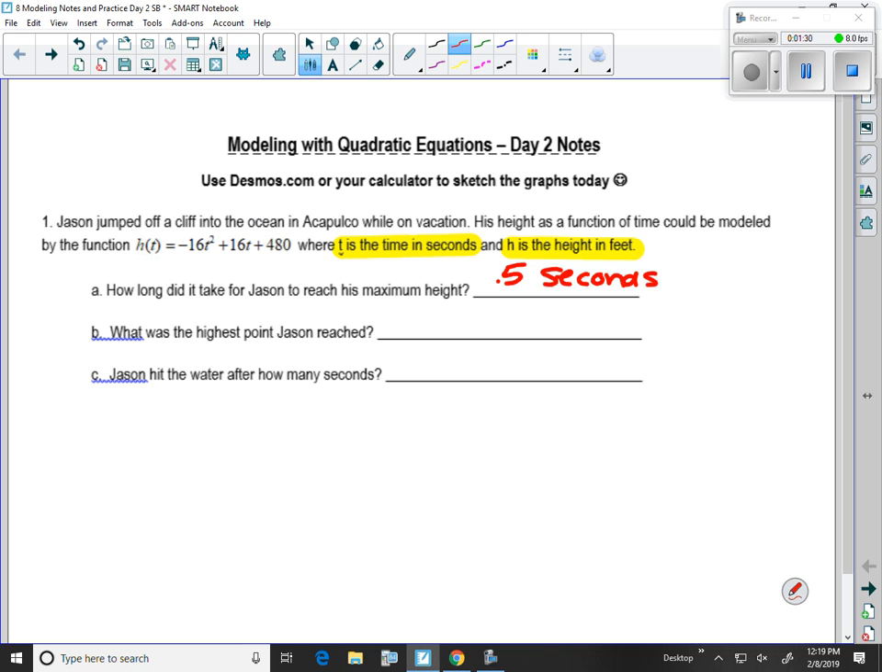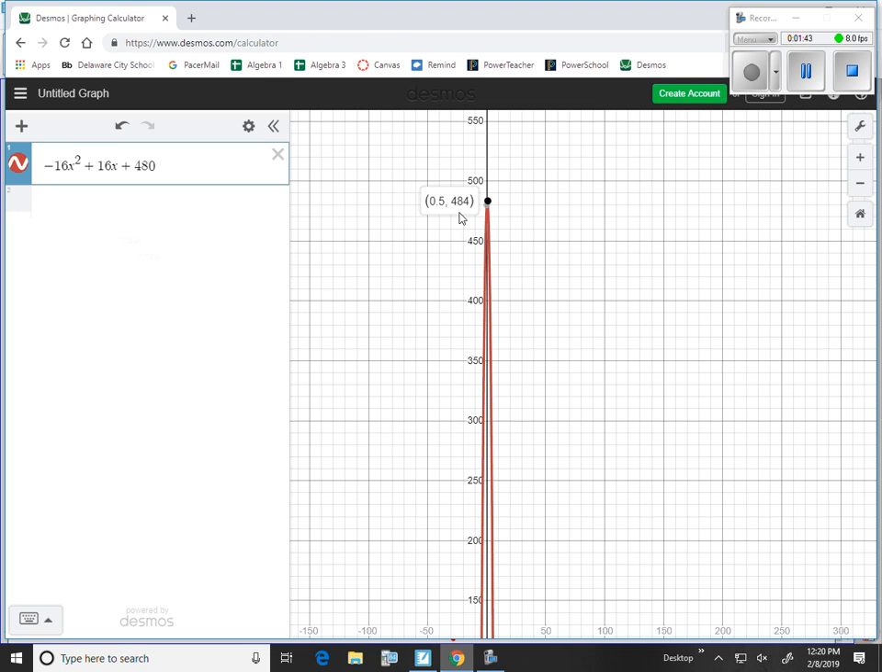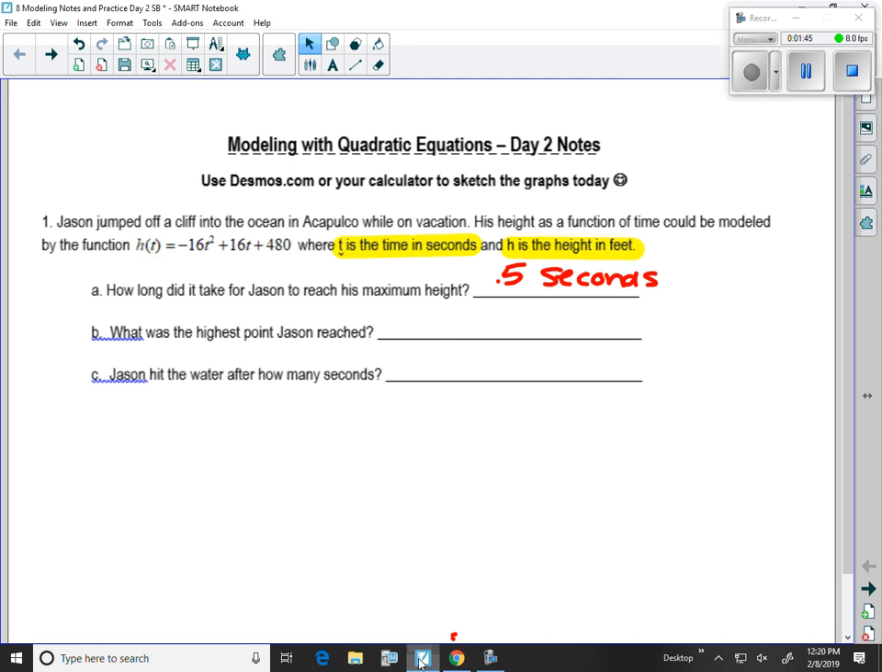What is the height at that highest point? What is the height? What was it, 484? Yes, so we look at that y value, 484. Is that feet? Yep, feet.